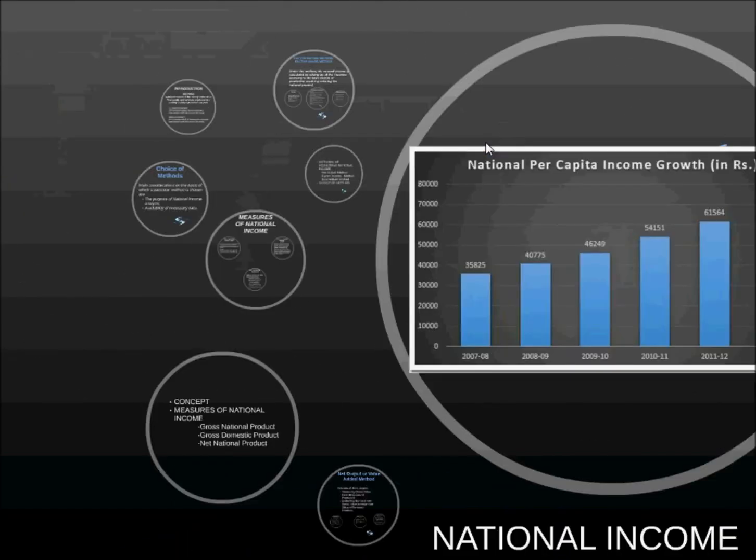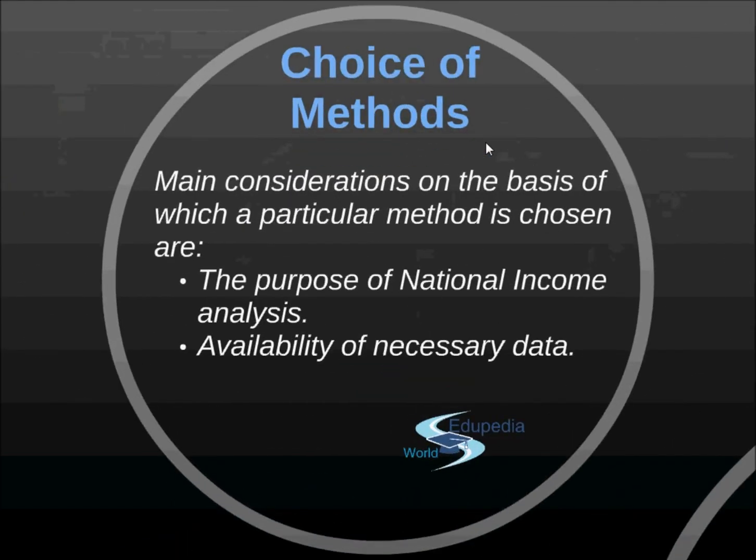We have discussed three standard methods of measuring national income, that is net product method, factor income method, and the expenditure method. Now, out of these three, which method should a nation choose in order to measure its national income? We'll be looking at that now. We take two main considerations on the basis of which a particular method is chosen. That is, the purpose of national income analysis, and the availability of necessary data.